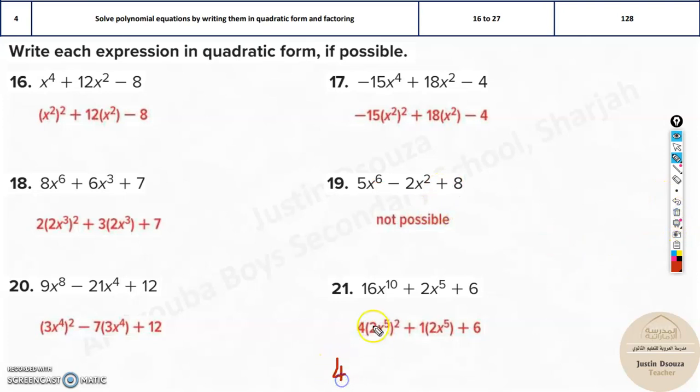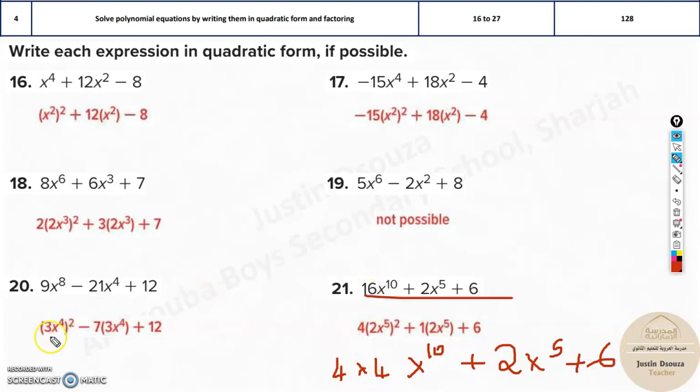Let's write 4 outside. 2 squared is, again, 4, into 4. And x to the power 5 and 2, it'll be 10. Plus 1 times 2 is 2. x to the power 5 plus 6. Now, when we simplify, this will be 16. Yes, this is the question.